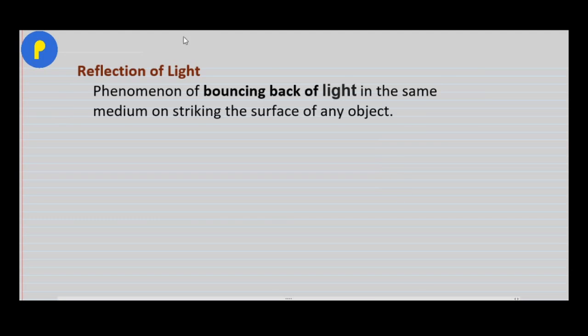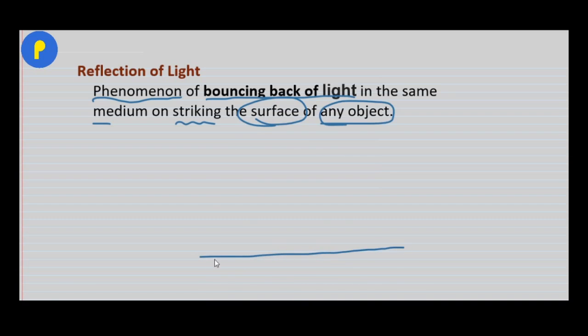Now reflection of light, it is a phenomenon. Here we can mean it's an event. Event of what? Of bouncing back of light in the same medium on striking the surface of any object. Okay, let's take an object, some object, not necessarily a mirror.